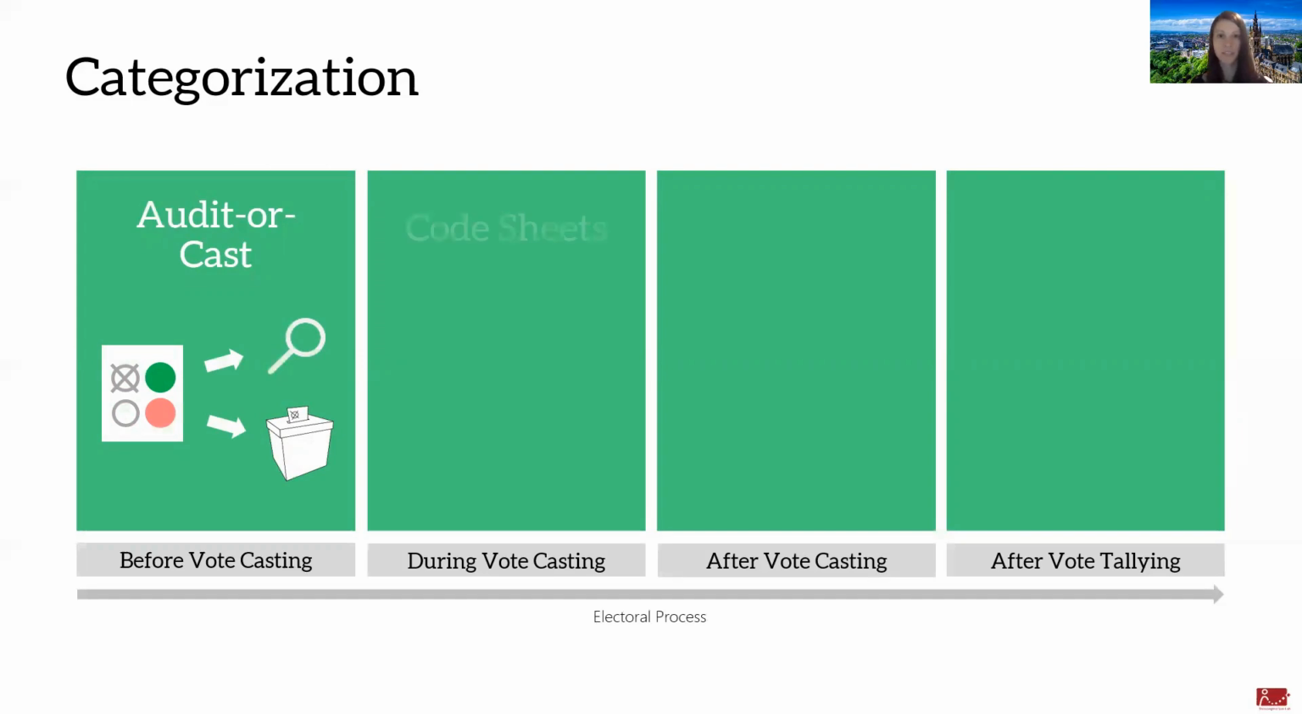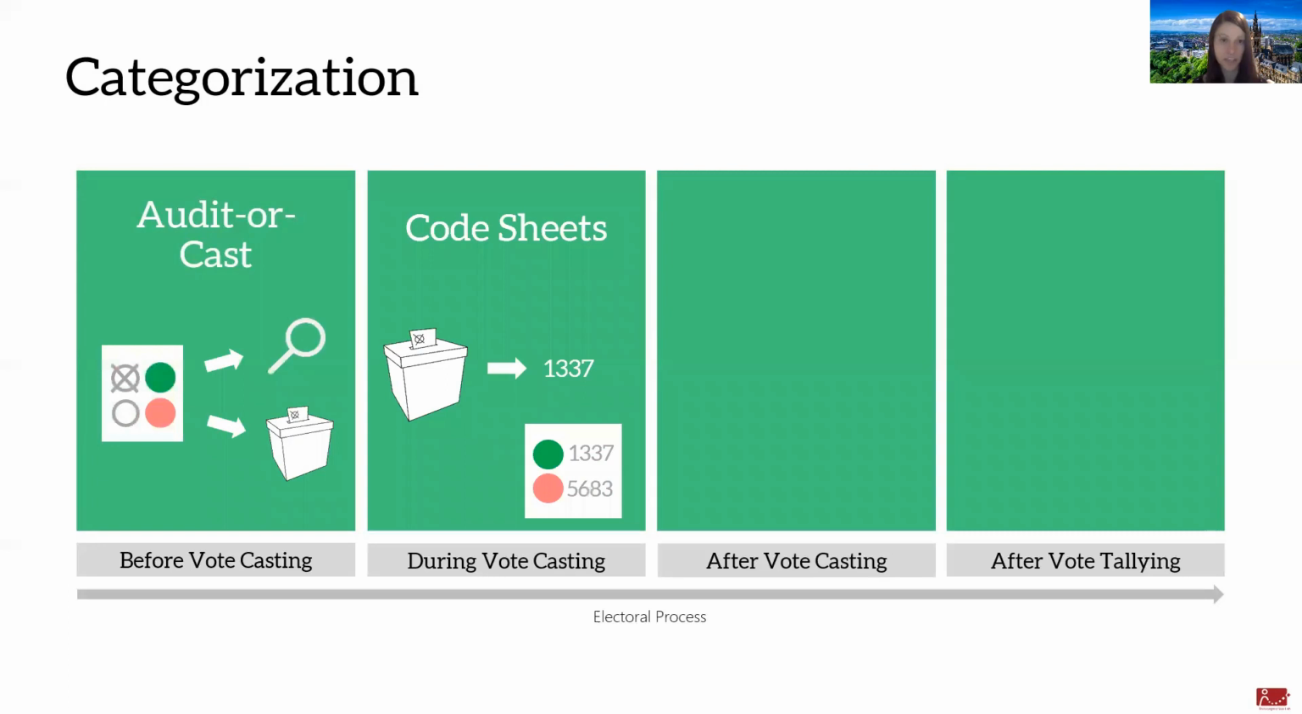The second category is called code sheets. During vote casting, the vote is sent to the ballot box. The ballot box answers with a verification code. Now the voter needs to inspect this verification code and compare it to data that they received before the election on a trusted channel. If this verification code belongs to the candidate they wanted to vote for, we know everything is all right and the vote can be cast. This has been used in officially binding elections in Switzerland.